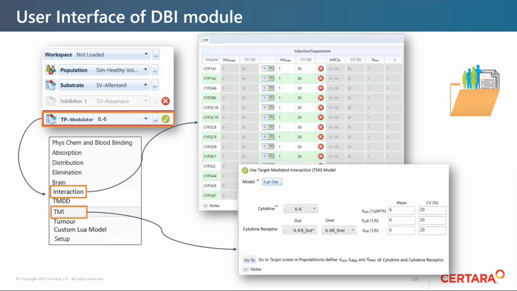And in order to model the DBI with a cytokine modulator, the cytokine and cytokine receptor interaction will be defined on this TMI screen, which is the target-mediated interaction model screen. And the cytokine modulator interaction with either the cytokine or the cytokine receptor can be described using the kinetic function in the TMDD screen.